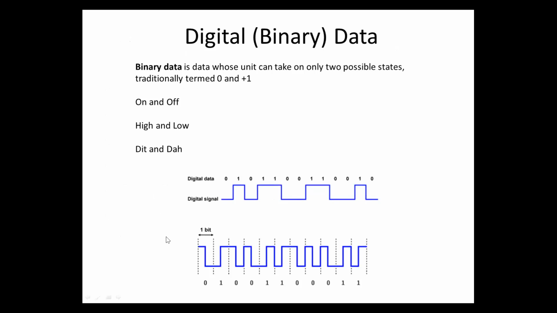So when we talk about digital, another word for it is binary, meaning two states. It's information that has either an on and an off, a high level, a low level, a dit and a da, a 1 and a 0. So there's only two possible states for the signal to be, either high or low.